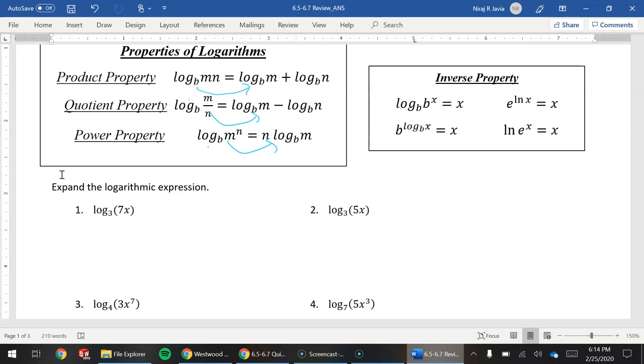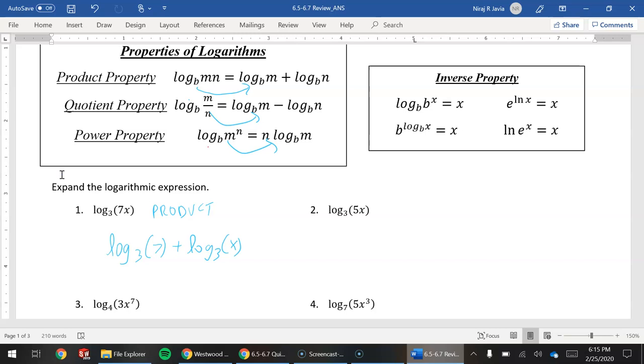So in order to correctly expand, we must identify what we want to use. Over here, we're going to use the product property because 7 is being multiplied by x. Just like I said in class, go ahead and write down prod or product property. When you use the product property, it states whatever is being multiplied, I add them. So log base 3 of 7, and then I add log base 3 of x. That is all I can do when I'm expanding this logarithm.